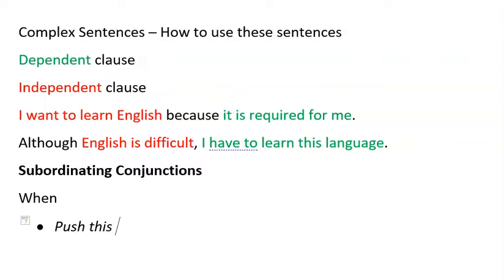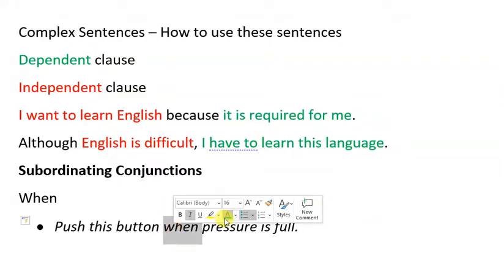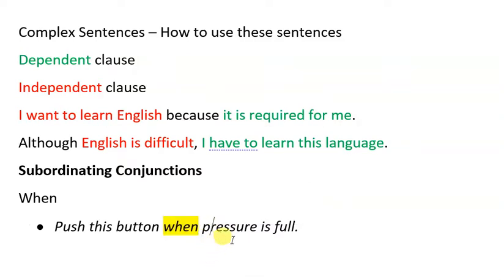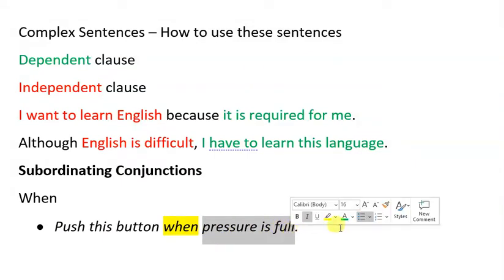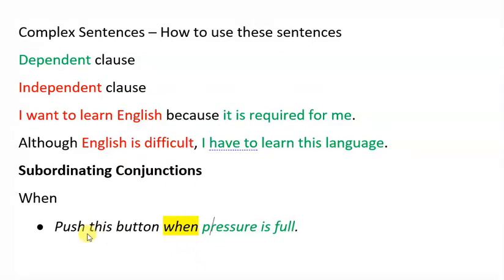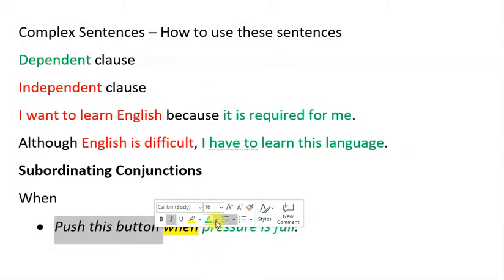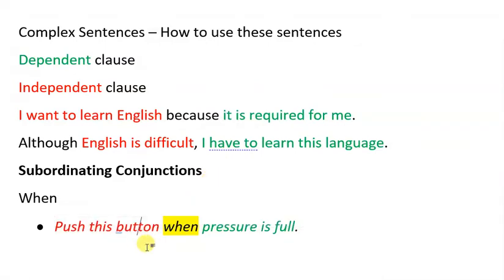Push this button when pressure is full. Okay, so in this we have the conjunction when. Pressure is full, push this button. So this one is the dependent clause and this is the independent clause. Come to the next example.